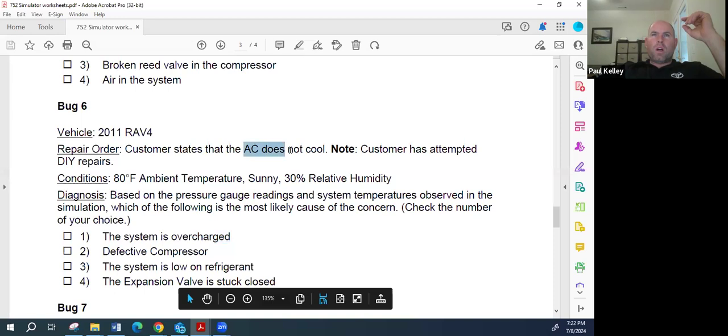Now, this was kind of wrong though. Customer states does not cool, but that's typical. Service advisors are lazy. Customers don't always give the details. They're going to put what the customer says, and you're going to have to do a little bit of your own research. Cool. System is overcharged is a good one.